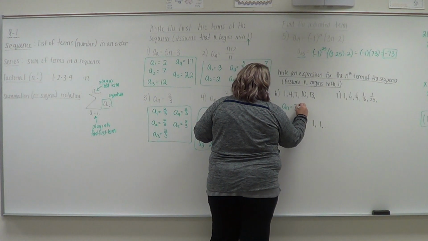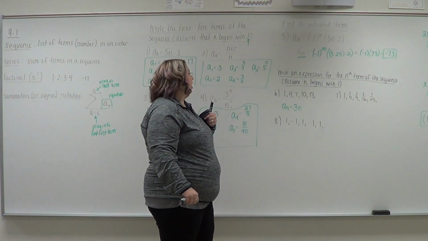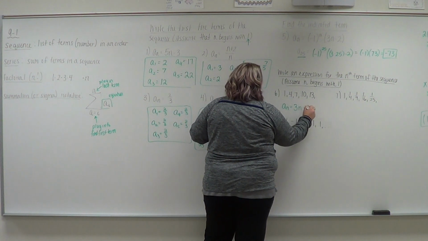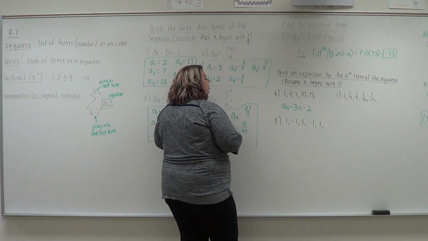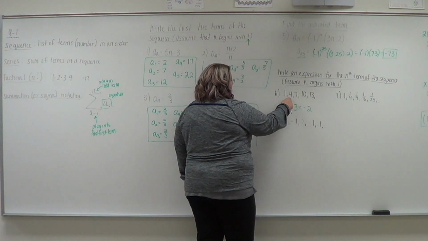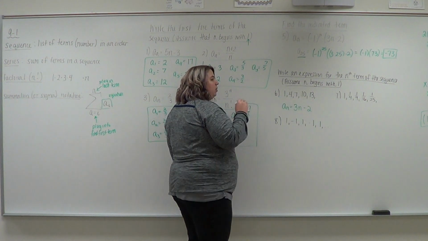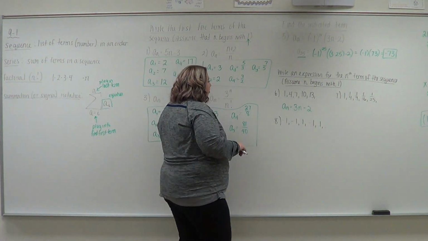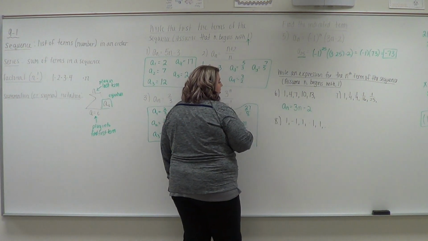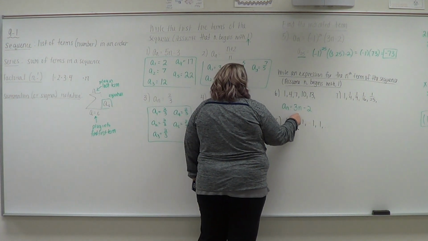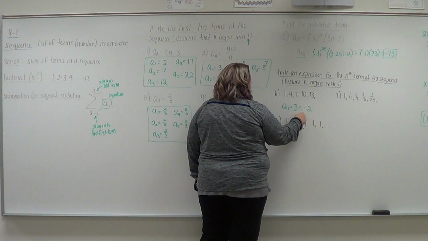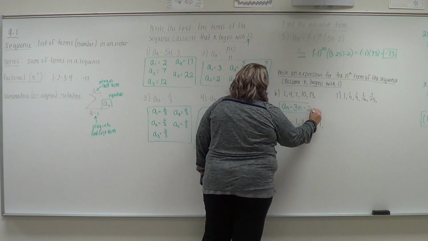Now I'm going to try 3n. If I plug in 1, 3 times 1 is 3, that means I would have to subtract 2 to get my first term. Let's see if it works for the next one. I plug in 2, 3 times 2 is 6, minus 2 is 4. So it works so far. It has to work for every number that you're given. So let's try 3. 3 times 3 is 9, minus 2 is 7. That works. So plug in 4. 3 times 4 is 12, minus 2 is 10. We're good. And then 5. 3 times 5 is 15, minus 2 is 13. So this is my equation.